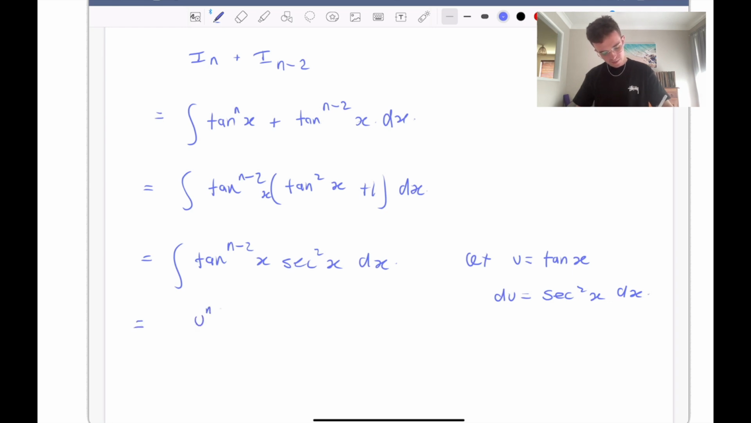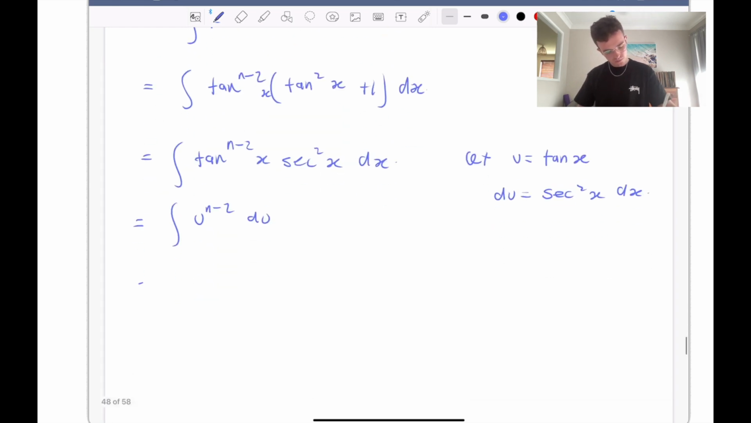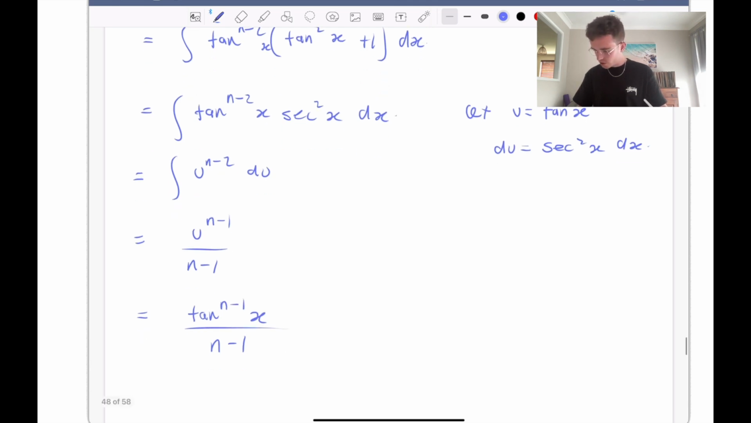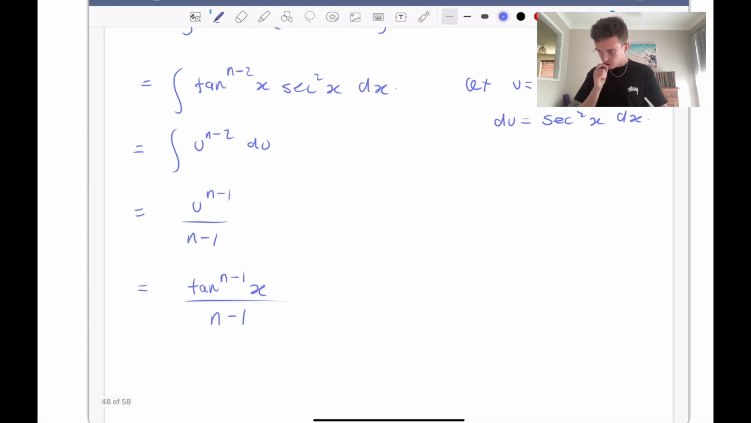So this is u to the n minus 2 du, which is u to the n minus 1 on n minus 1, because n minus 2 plus 1 is n minus 1. We're not going to plus c because we're doing a recurrence relationship. We don't care about that really. So this is equal to tan of n minus 1 x on n minus 1. And we have just found what I n plus I n minus 2 is, which is not quite what we wanted to find.